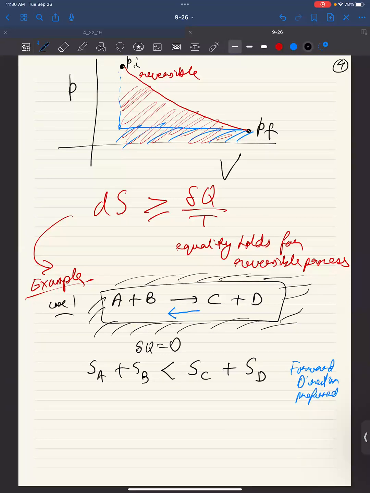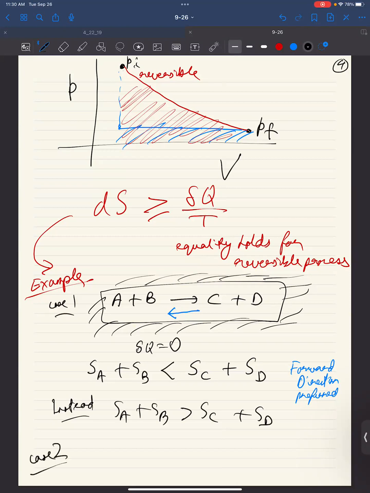At the same time, if instead we had SA plus SB more than SC plus SD, then the reaction would go backwards, right? It would try to prefer A and B. And you can see this is your origin of chemical equilibrium, and it's going to show up later, right? This is how you define equilibrium constants. Now, this is in an isolated system.